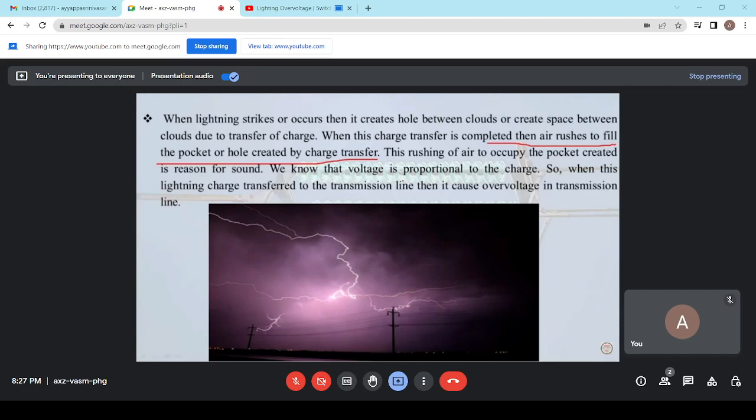Now tell me in the comment box why we see lightning first and hear sound after some time when lightning occurs. Okay, so you have to answer this question in the comment box. Now come to the topic.